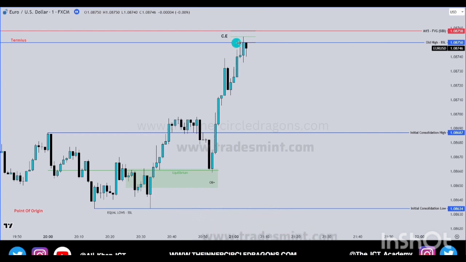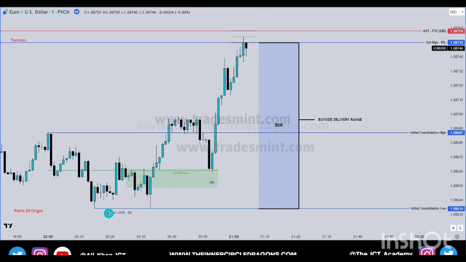In this case, the bodies are not willing to go deeper into the remainder of that sell side imbalance left on the 15-minute time frame. This is an algorithmic footprint telling us that price is no longer willing to offer any buy side. From the point of origin to terminus was our buy side delivery range, or our BDR.